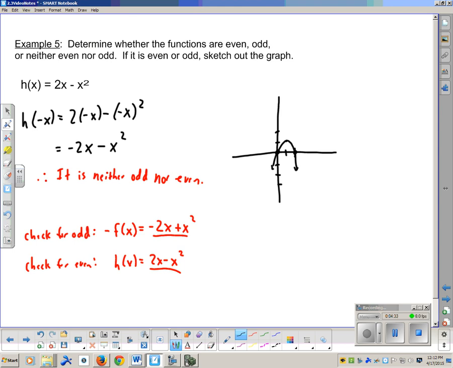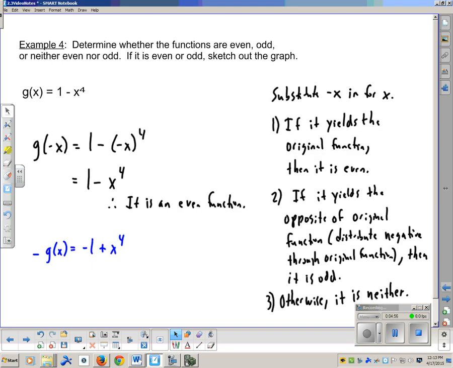And there I have my nice graph here. And remember with this one, we said it was neither odd nor even, because to be even, it had to be symmetric to the y-axis. This is not symmetric to the y-axis, it's symmetric to the line x equals 1. So neither would be correct.